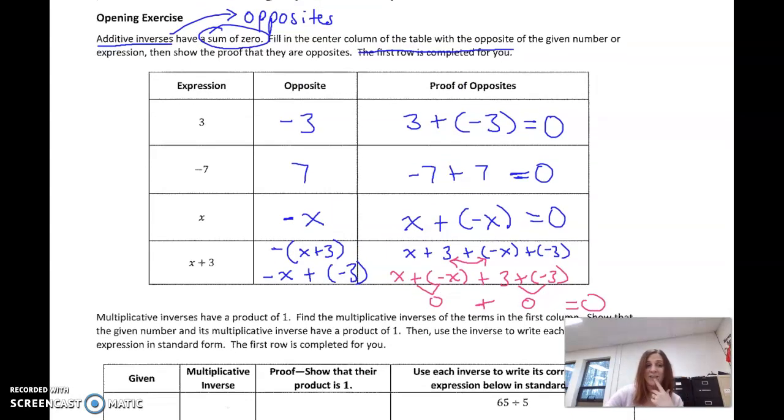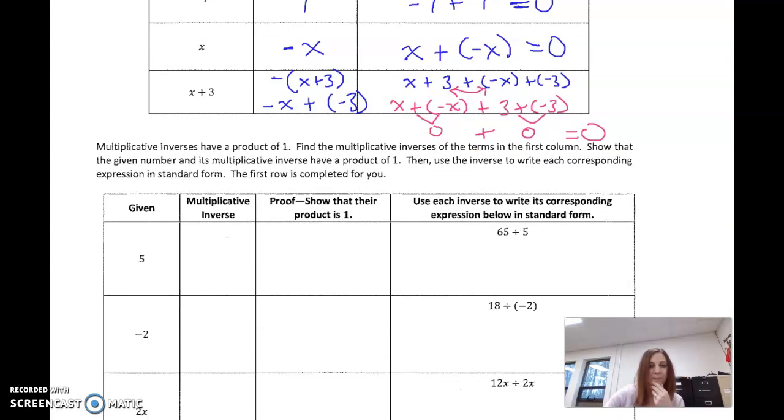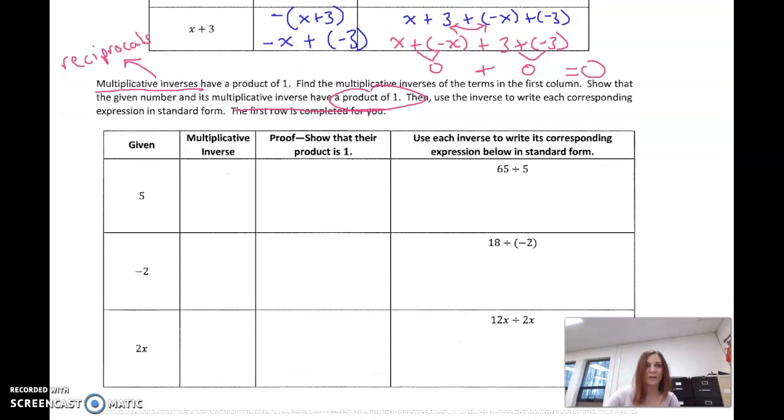Now, that's additive inverses. What now about multiplicative inverses? Multiplicative inverses are reciprocals. Okay, reciprocals. Flipping it, right? It says find the multiplicative inverses in the first column. Show that the given number and its multiplicative inverse have a product of 1. Product means multiply. All right, then we're going to do some work with it.